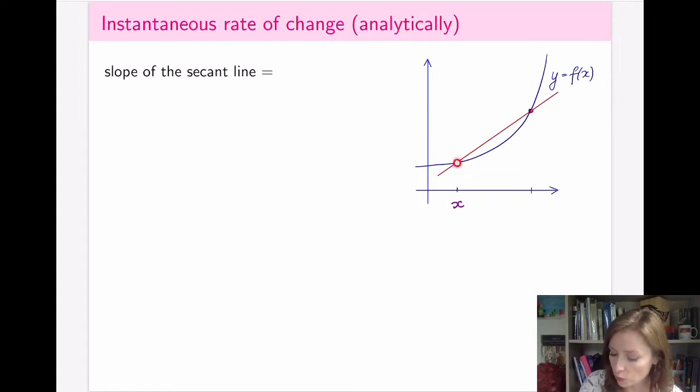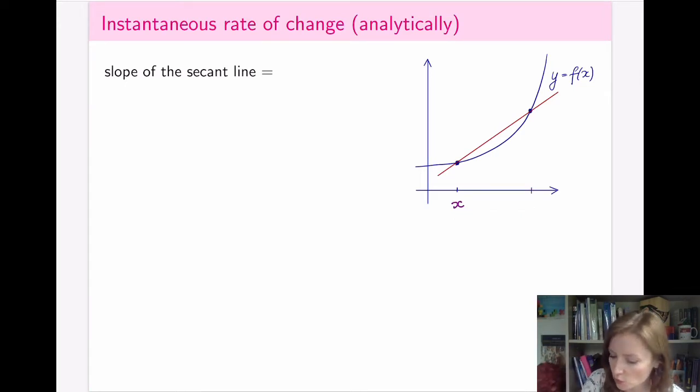I have these 2 points, and of course I can describe them as x and let's say x1 or x2, but because I'm going to be moving this point closer and closer to the first one, it makes sense to describe them as x and the second point as some distance away from x, because it's this distance that I'm going to be shrinking.